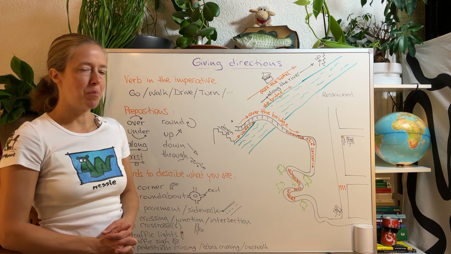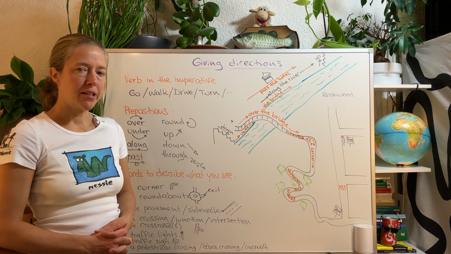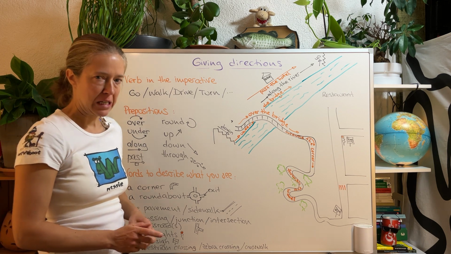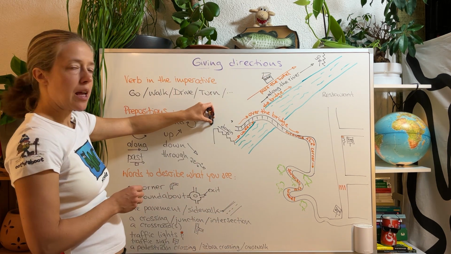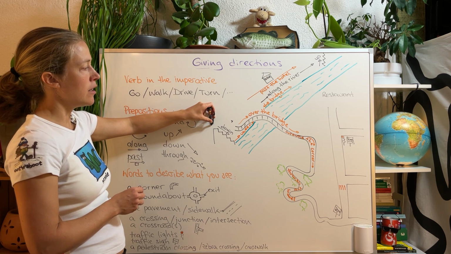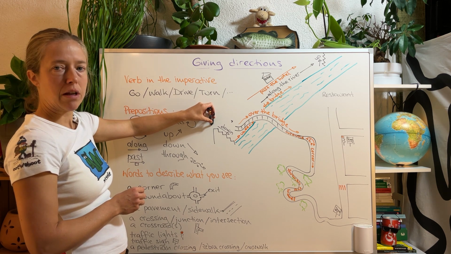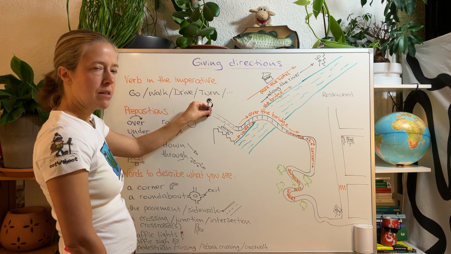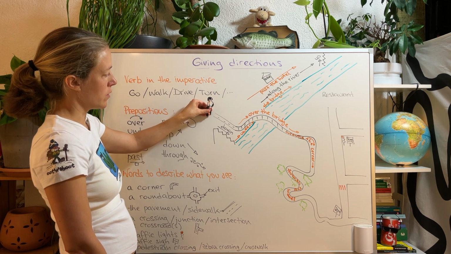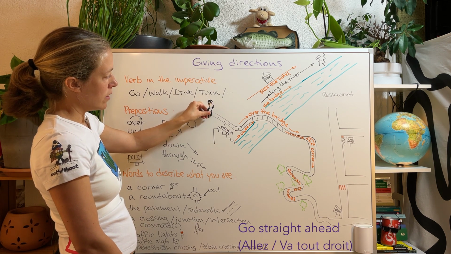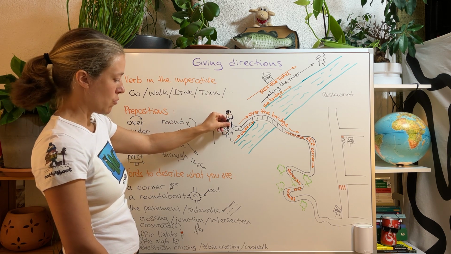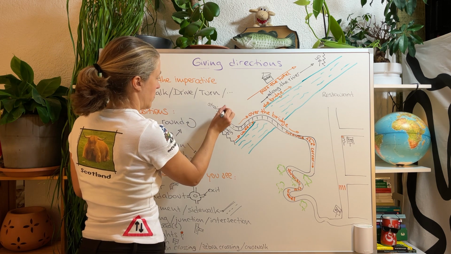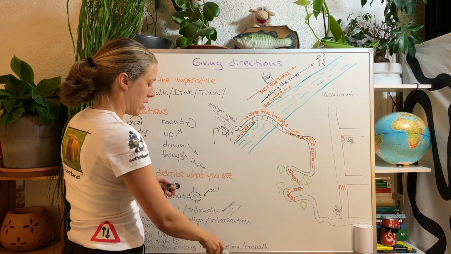Okay, so now we have a bigger map. Let's now practice giving directions to this little guy. So, we have this little guy here. Imagine he's standing here and he would like to go to the restaurant. What can we tell him? So first of all, we could say, okay, go straight ahead. Allez tout droit, straight ahead. Let's write that down, straight ahead. Go straight ahead. Allez tout droit.